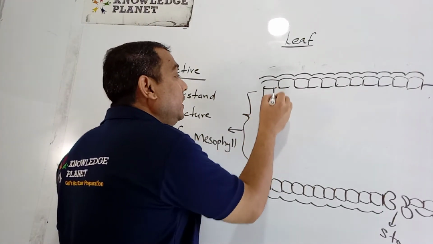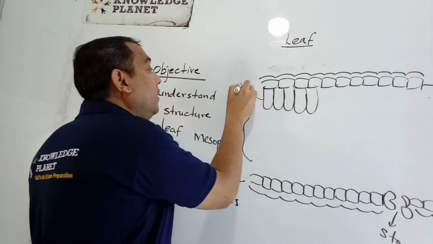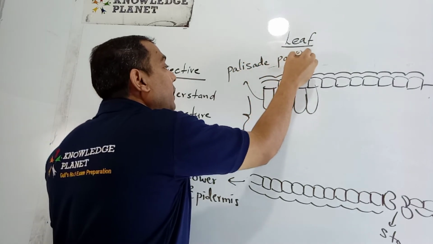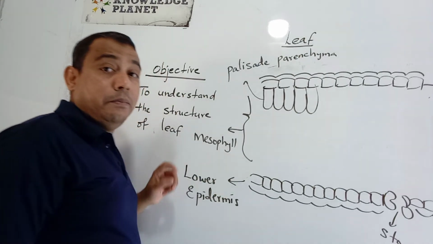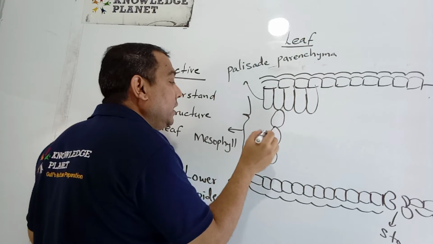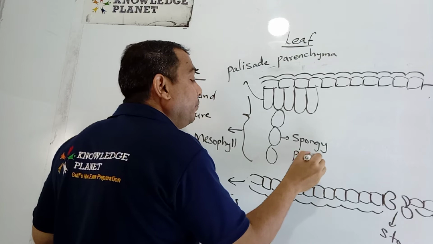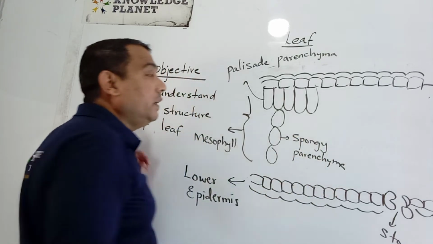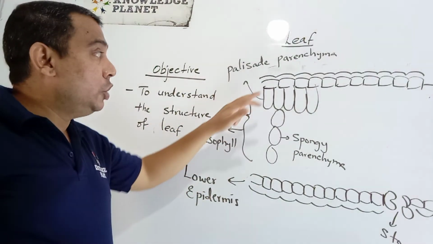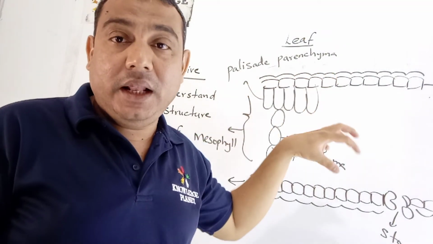And now in the mesophyll you can see this part, okay? What is this part called? This is called palisade parenchyma. In between you can also see round cells. What are these? This is called spongy parenchyma. So spongy and palisade together become mesophyll. They are present in the middle of the leaf.